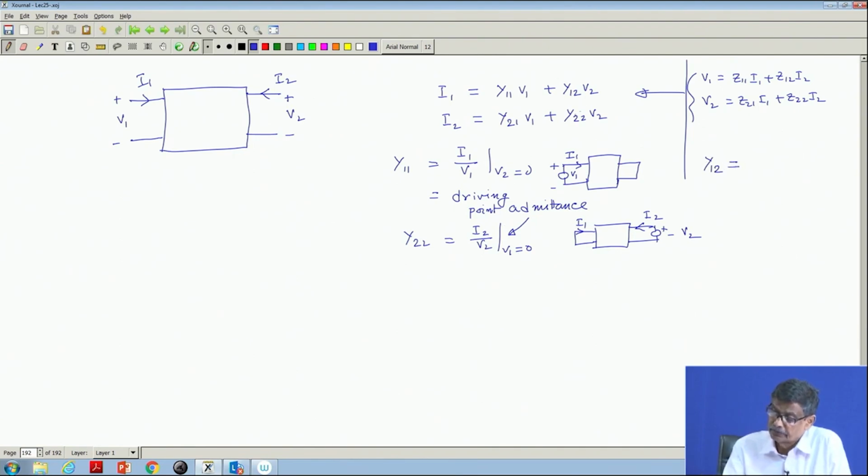Y12, for example, from this equation, will be equal to I1 by V2 with V1 equal to 0. That is, from this network you can get it. So you excite one port with a voltage and record the current at the other port. So you are taking the ratio of current in some other branch with the voltage applied at some other port. Therefore, this is called transfer admittance for obvious reason.